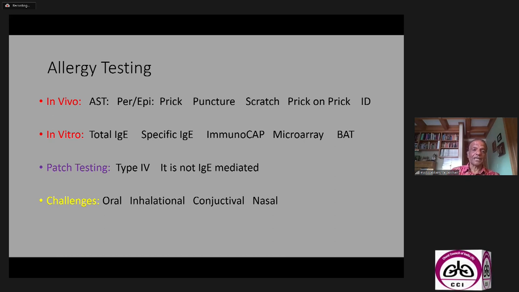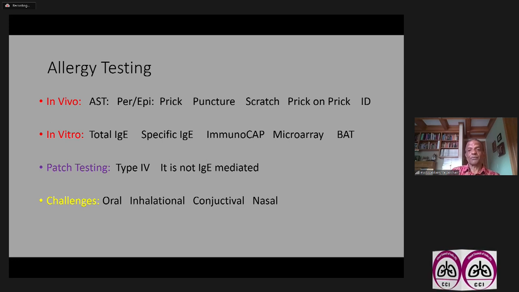So in allergy testing, you have what we call in vivo testing and in vitro testing. In vivo is allergy skin testing, which has percutaneous or epicutaneous. Under that, you have prick, puncture, and scratch. They're all basically the same. We do the prick. There are slight differences in the technique. In the prick test, you put the drop and then scratch through. In the puncture, you go straight in through the drop. In the scratch, you scratch and then put the drop.